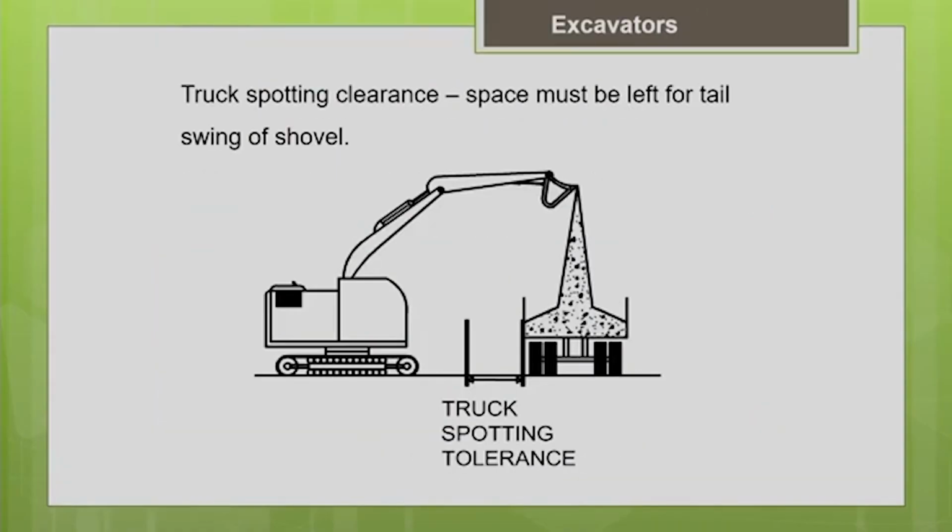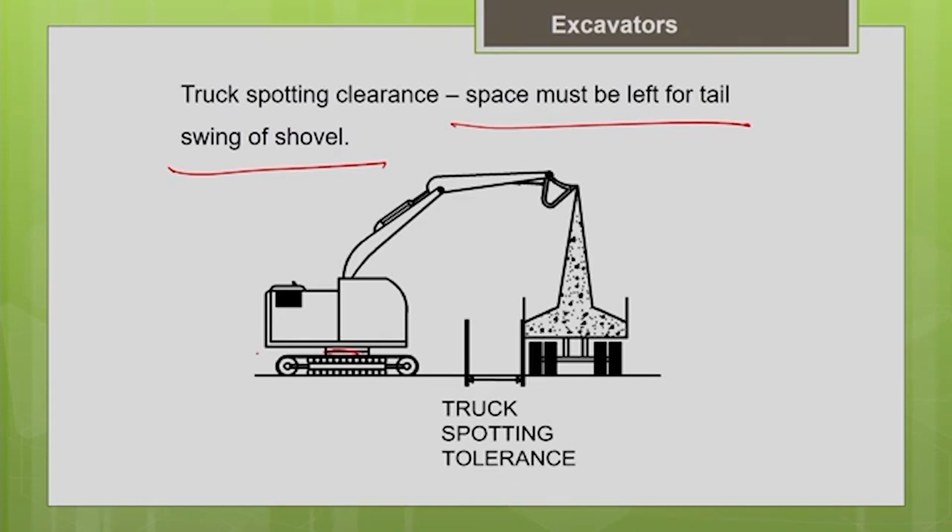Another thing to be noted is truck spotting clearance. As I told you, it is preferable to place a truck closer to the excavator, but at the same time you should note that there should be some space left for the tail swing of the shovel. That means you can have a complete 360 degree slewing. You have a slewing ring here, and it can have a complete 360 degree rotation about the mounting.